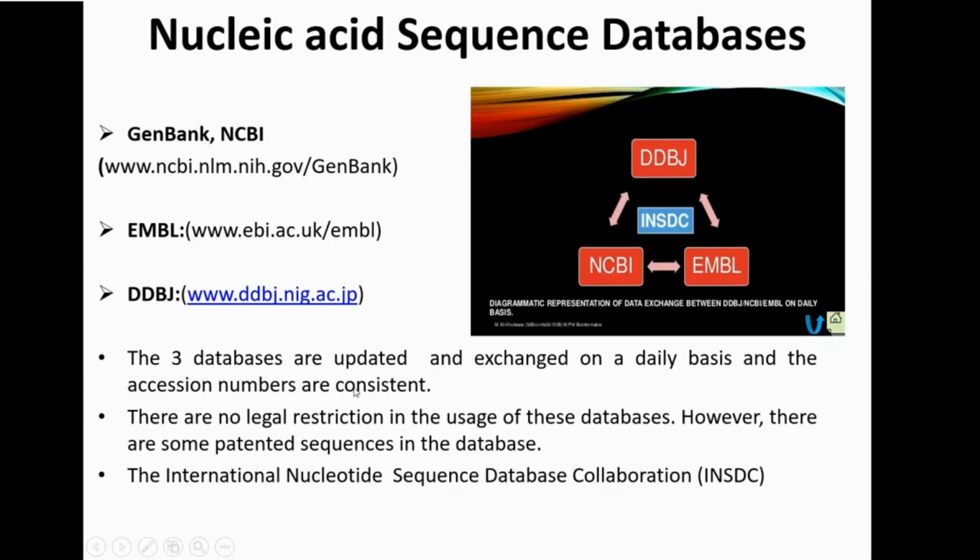The format of the entry is different in DDBJ, NCBI, and EMBL. However, the accession number of the entry will remain the same. What is accession number? Accession numbers are the unique identification number given to the DNA or the protein sequence record in the database. There are no legal restriction in the usage of this database. However, there are some patent sequence in the database.